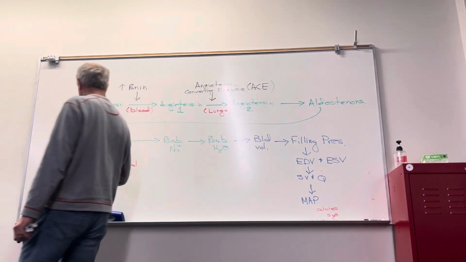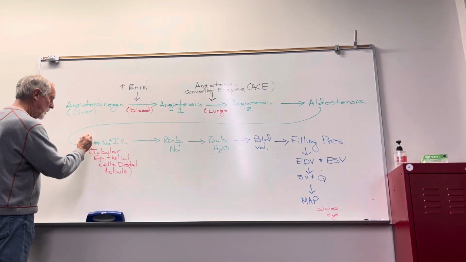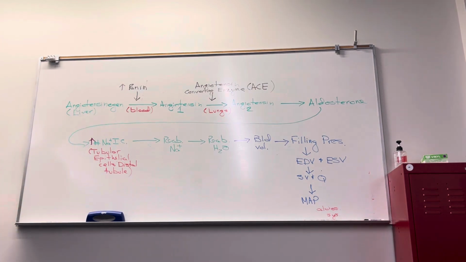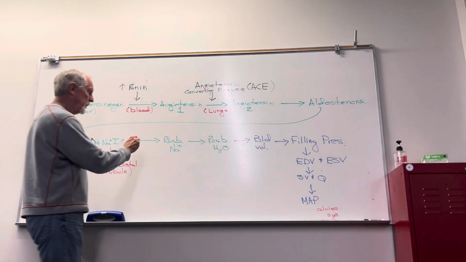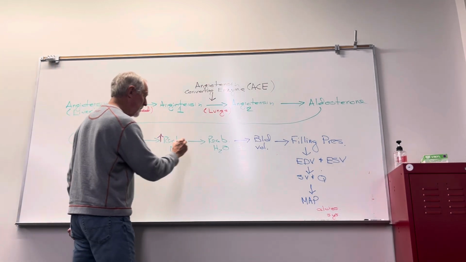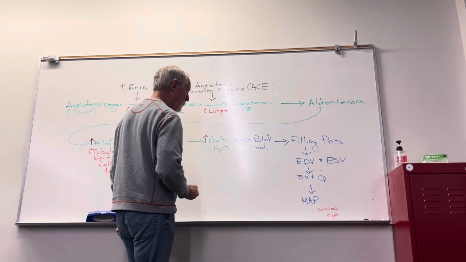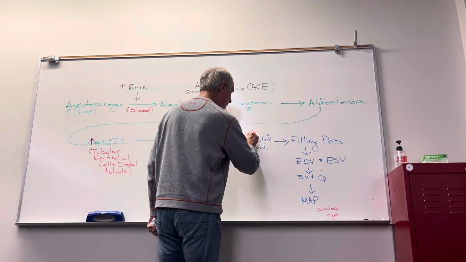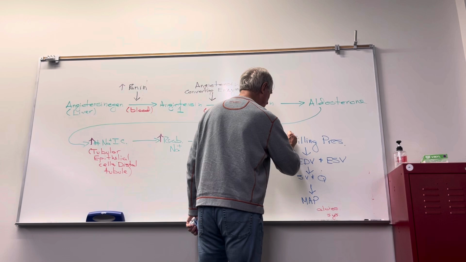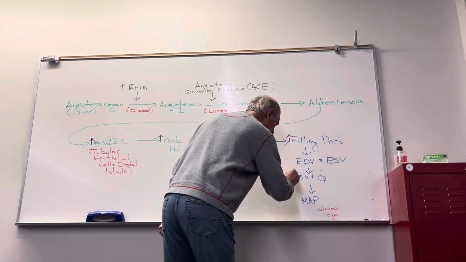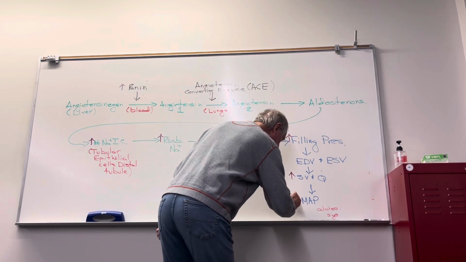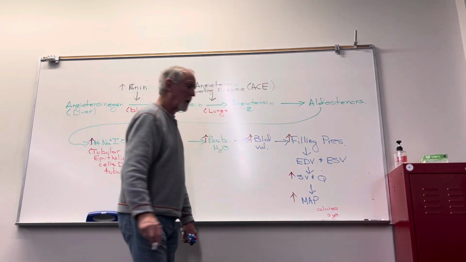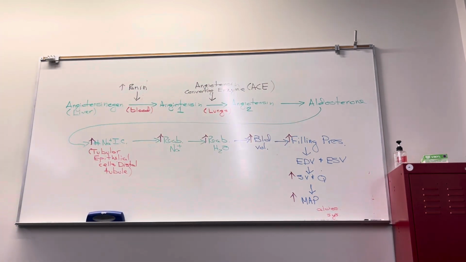That's going to lead to an increase in the number of sodium ion channels in the tubular epithelial cells of the distal tubule. That results in an increase in the reabsorption of sodium, the increase in the reabsorption of water, increase in blood volume, increase in filling pressure, increase in stroke volume, and all of you would tell me an increase in mean arterial pressure.